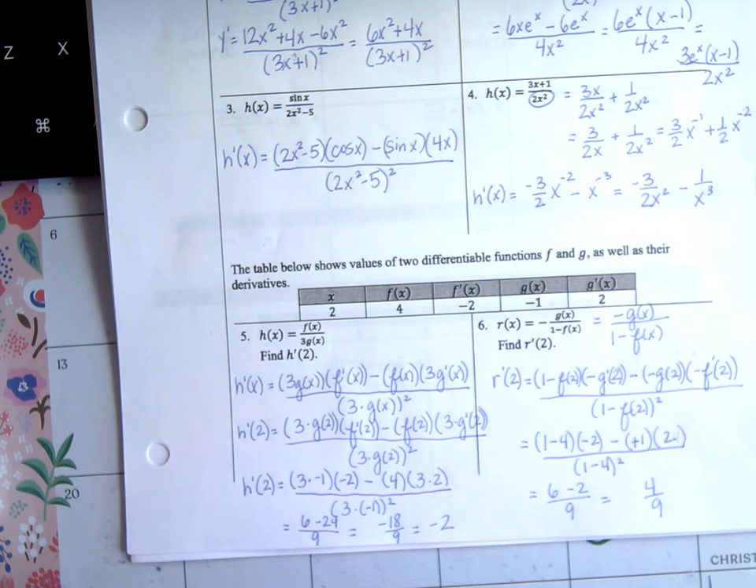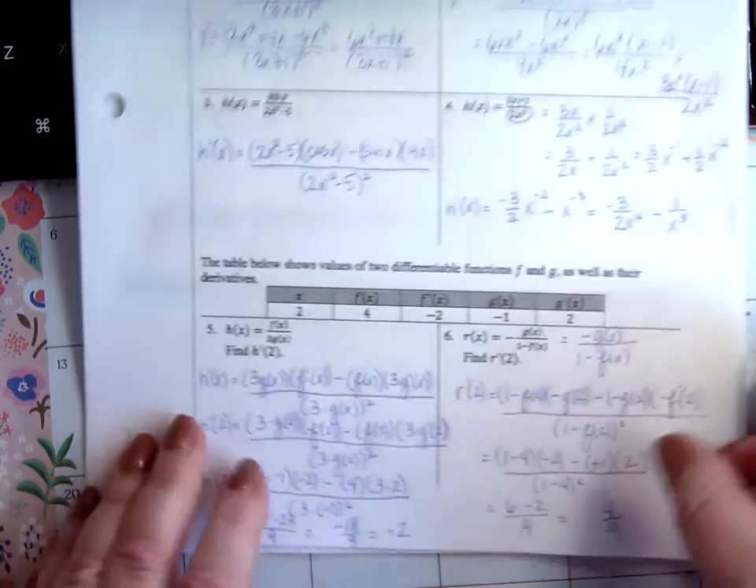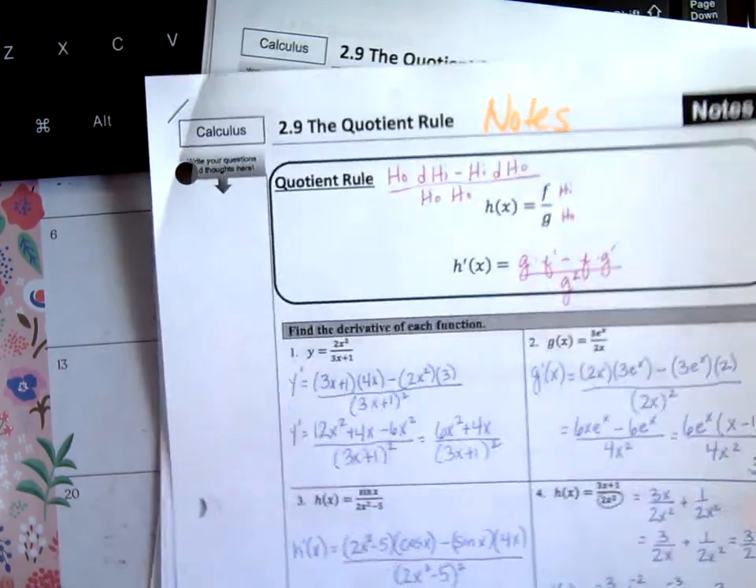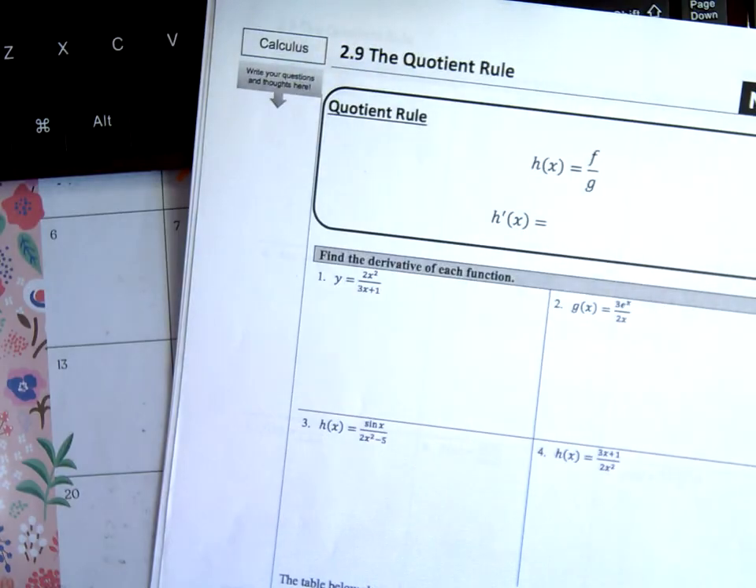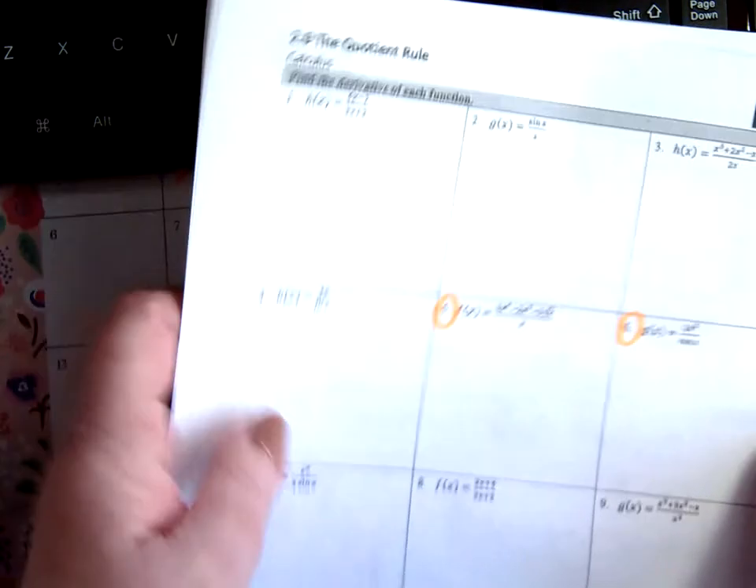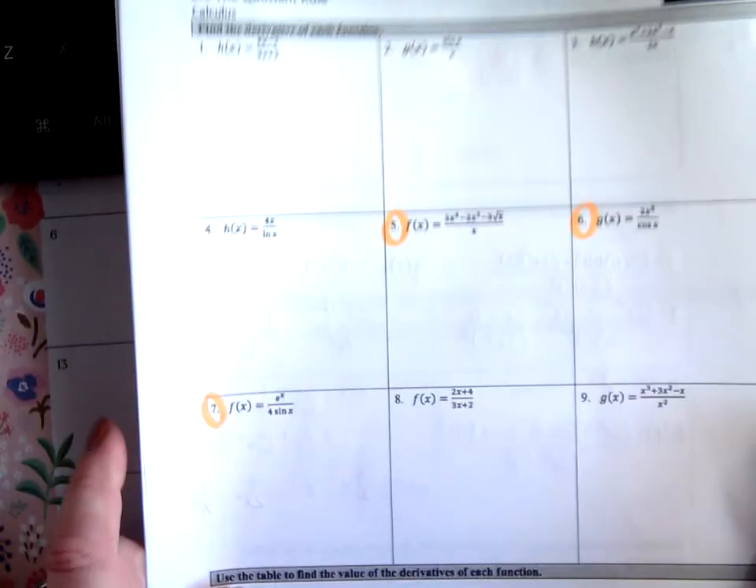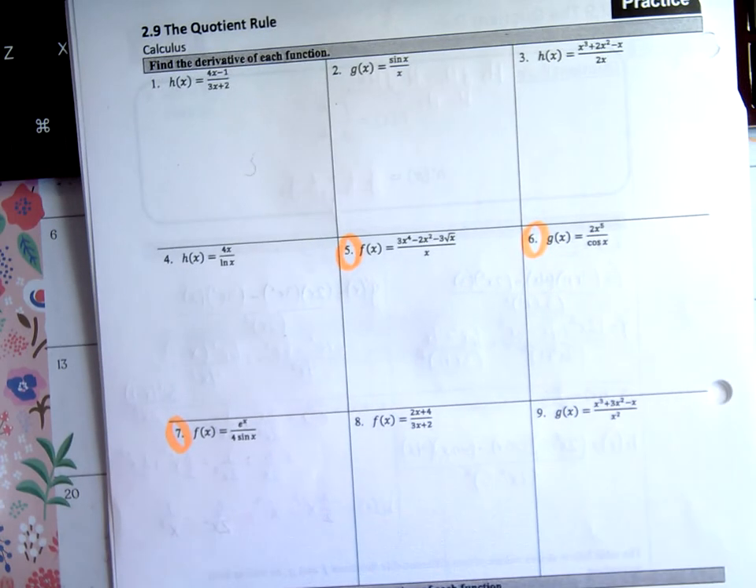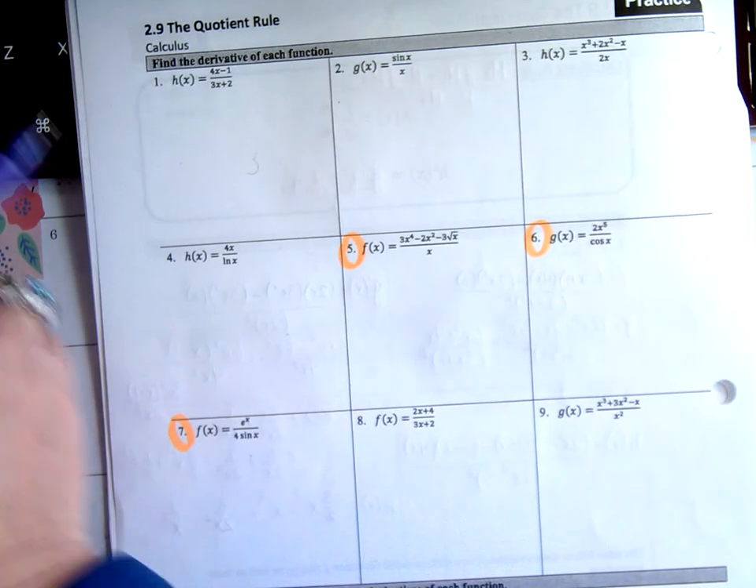All right, so that was it for the examples. We have a few problems that I chose, and I'll take requests for other ones as well from these guys. Number 5 was my first one that I chose. So if you grab number 5 on the practice problems.